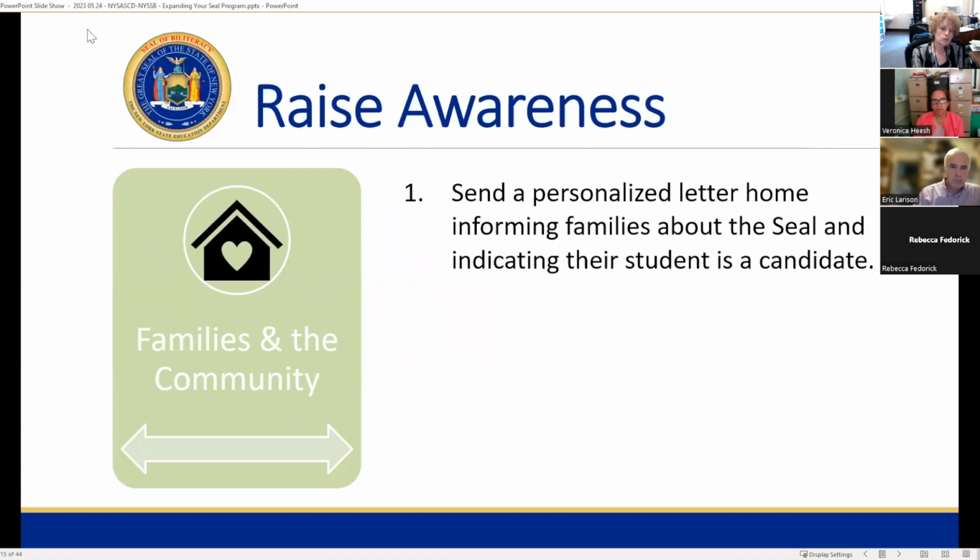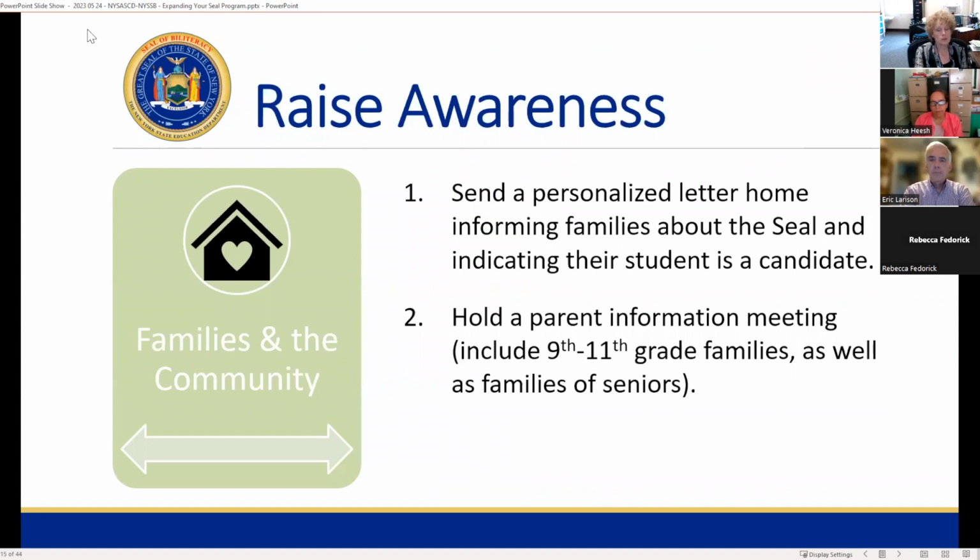Now, our final stakeholder group are our families and the community. As we mentioned before, you might want to send a personalized letter home addressed to the student as well as their family to inform them about the seal and indicate that their student is a candidate. You could also hold a parent information meeting, and we would encourage you to include not only senior families, but also 9th through 11th grade families to make them aware that this is a possibility.